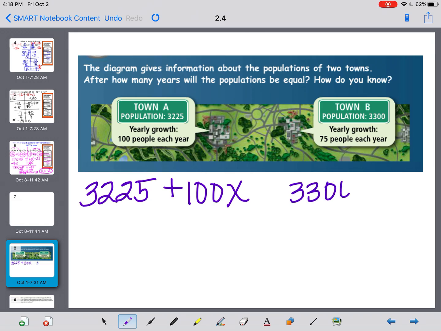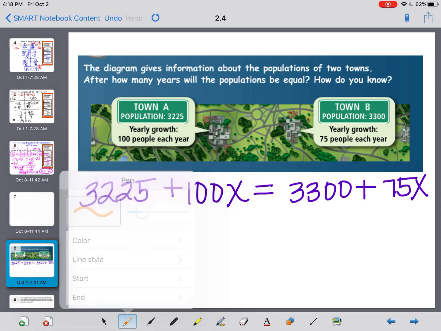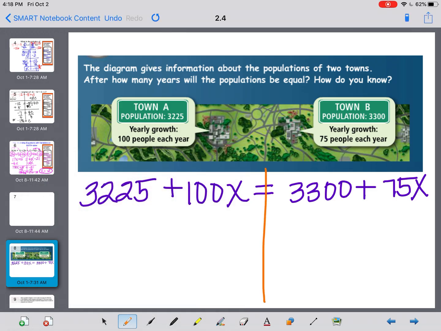Town B started with 3,300 people, and they are growing by 75 people each year, and we want to know when they're going to be equal. Right? So we just wrote ourselves an equation with variables on both sides. Now we can solve it.